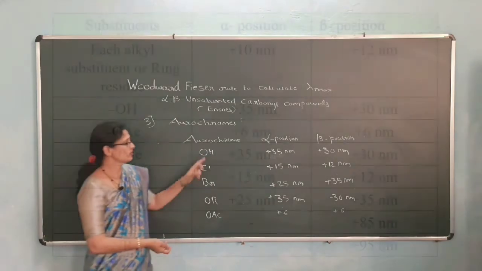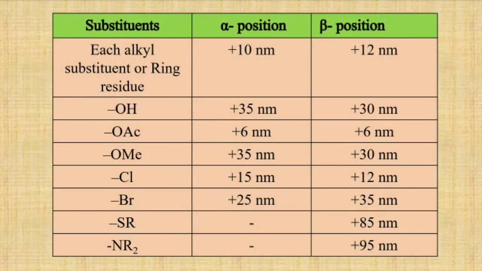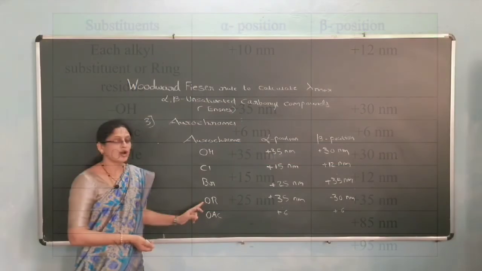If the auxochrome, the OH group, is present at alpha position, you have to add plus 35 nanometer to the basic value. So check it: if it is in beta position, then you have to add plus 30. Same thing with the chlorine, if it is at alpha position, plus 15 and beta position plus 12. Same thing, you have to write it for the Br, OR and OAc.